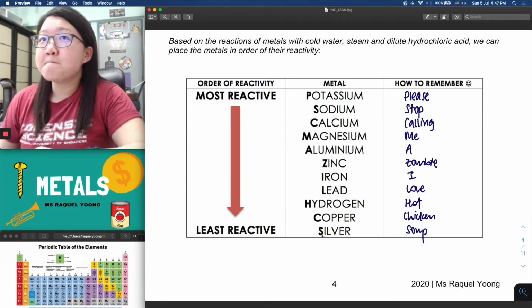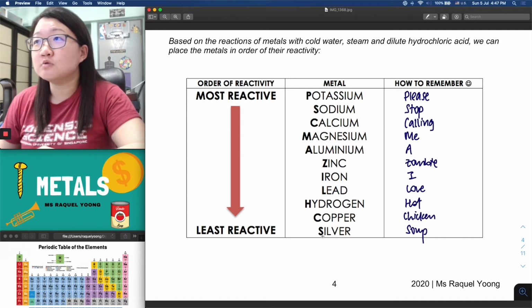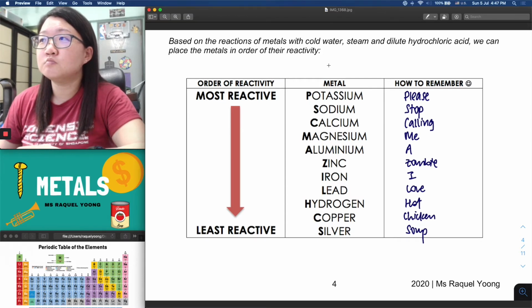And as mentioned, you have to know this reactivity series by heart for the O levels as well as the N levels. So just by looking at this plainly, it is very difficult to remember. So it will be helpful to use mnemonics to help you remember this reactivity series. This is what I used as a student when I did my own O levels when I was in secondary school, and I found this very helpful, so I will share with you. So you can remember in this way.